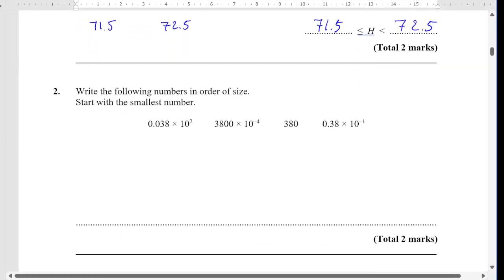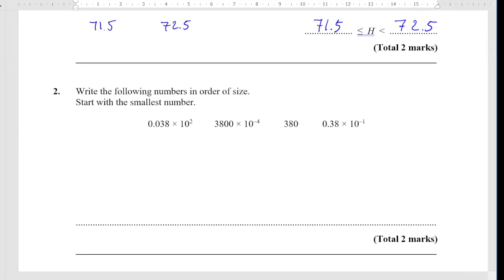Okay, question 2. Write the following numbers in order of size, starting with the smallest. So they're implying standard form, but they're not all in standard form. The most straightforward way to do this is to convert them all into standard form. So this is going to become 3.8 times 10 to the, and we need to move it up 2 places. So that would be times 10 to the 4.